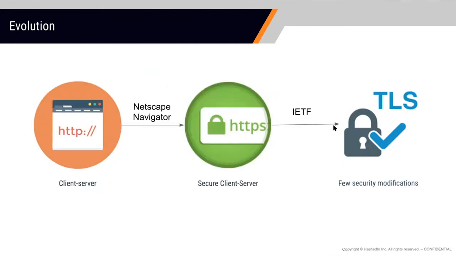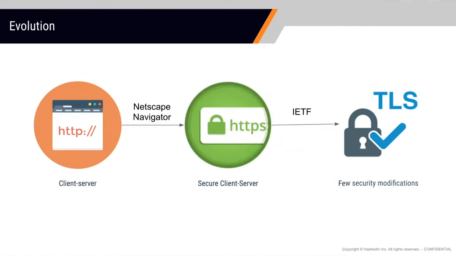Now, how did it evolve? Earlier in the 80s, right? So the client server model used to work on the HTTP protocol, which is how the client and server send messages in a reliable way. Reliable means no packet of information gets dropped, right? So that's HTTP. Now, Netscape Navigator was a browser. Netscape was a company and Navigator was a browser.